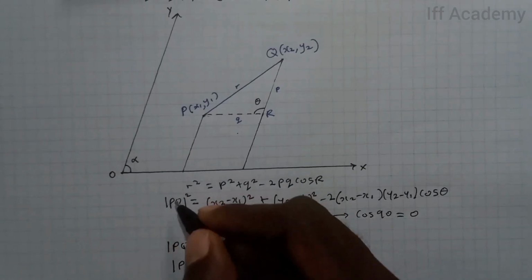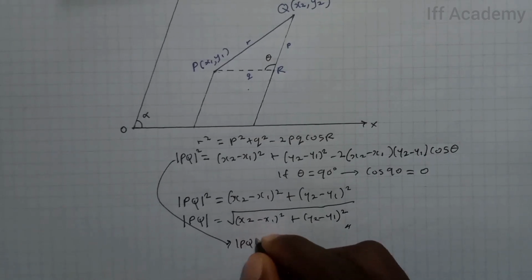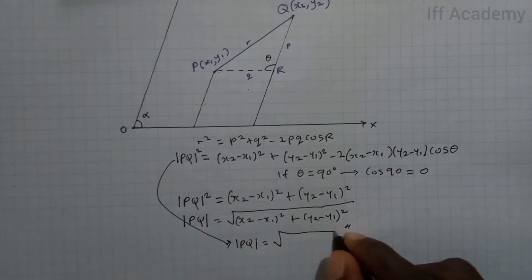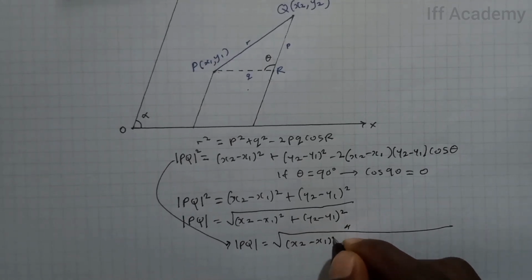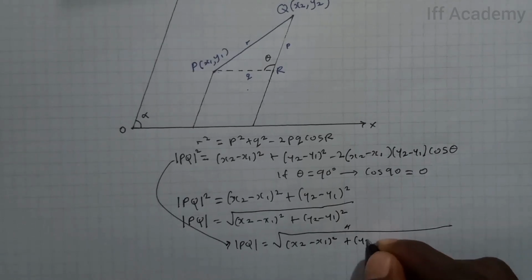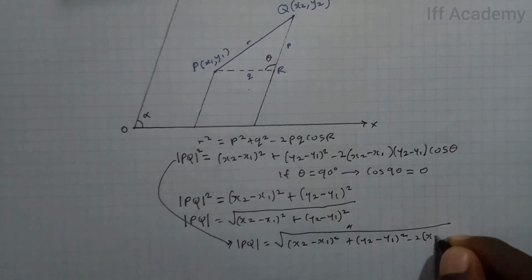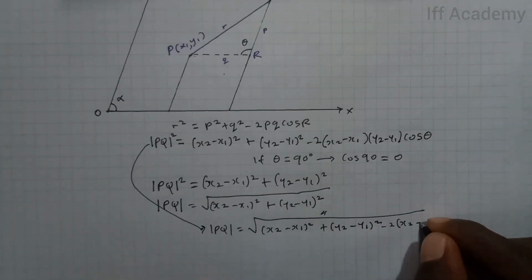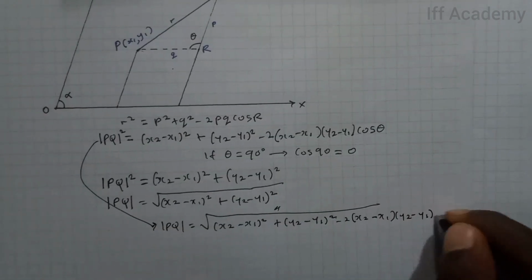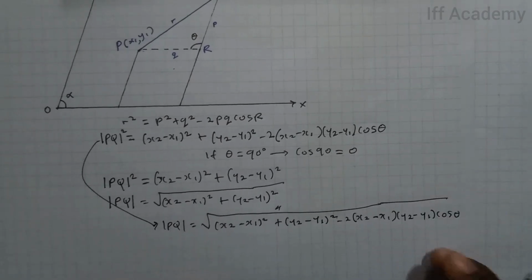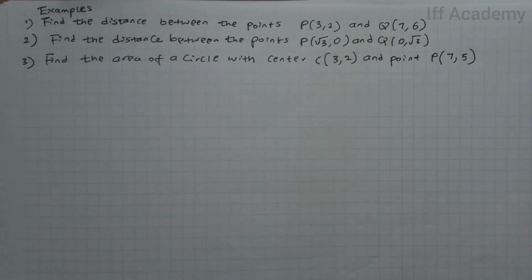From here, we could also write it as PQ is equal to the root of (x2 minus x1) squared plus (y2 minus y1) squared minus 2(x2 minus x1)(y2 minus y1) cos theta, right? But for the purpose of this lesson, we would go with this formula. Now, let's look at some examples.